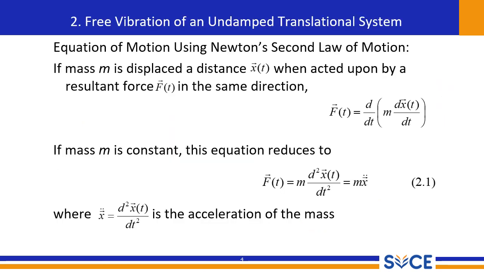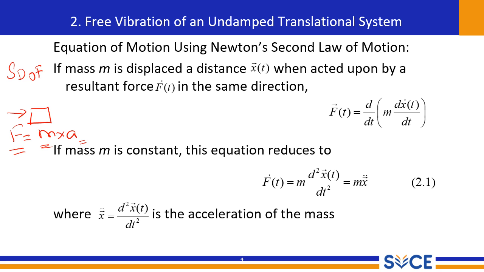Let's delve into how we actually derive the equation of motion for a single degree of freedom system. We will start with a fundamental principle, Newton's second law of motion. As you know, this law states that the force acting on an object is equal to the mass of the object multiplied by its acceleration. Mathematically, we can express it as F equals m times a, where m represents mass and a represents acceleration. How does this apply to a spring mass system?